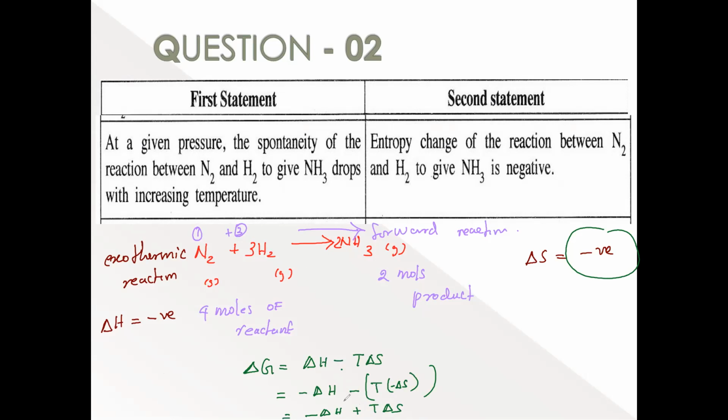As per this equation, what is happening here? As your temperature is increasing, your Gibbs free energy will become less negative. It favors the non-spontaneous, positive side. So the first statement is correct. That means you cannot say correct, you can say true.